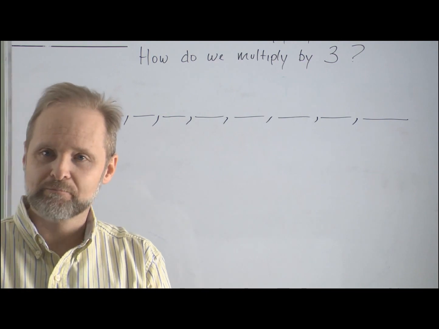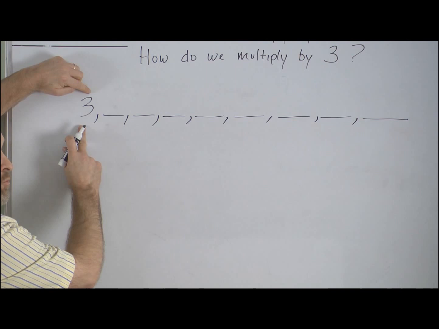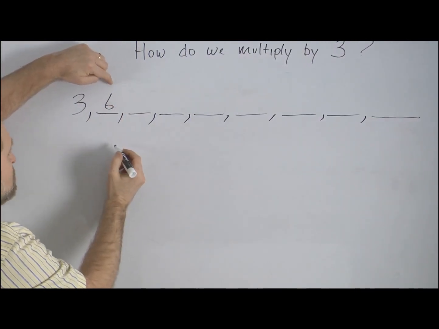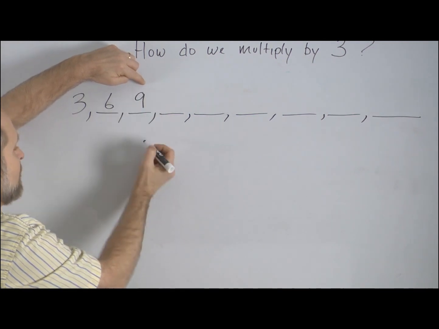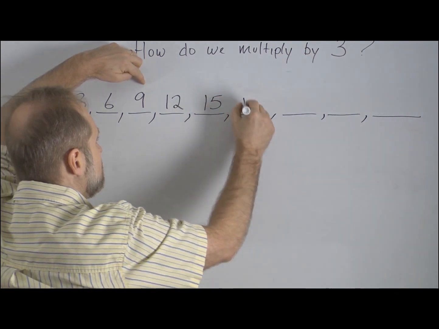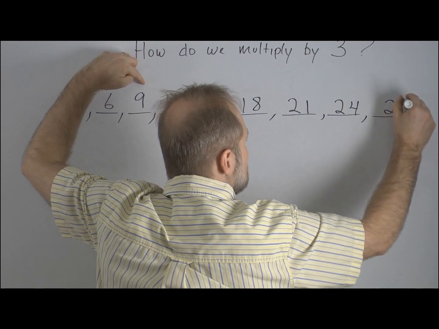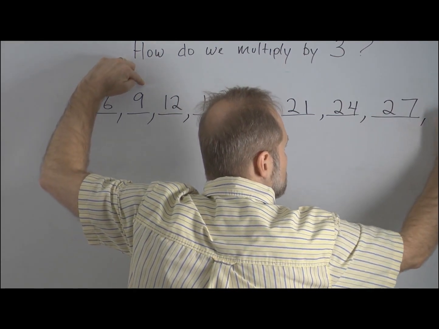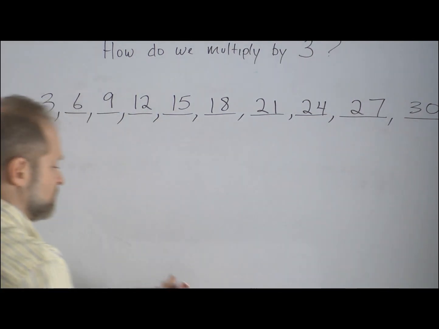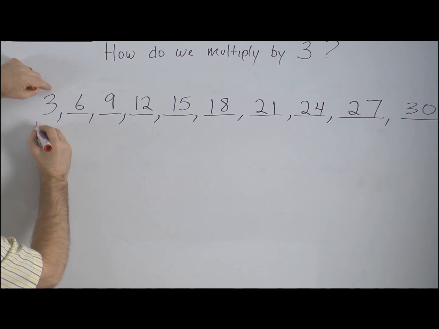Hopefully you paused the video. Let's take a look and see how everything went. We're starting at 3. We know from our addition facts that 3 plus another 3 gives us 6. 6 plus 3 is going to give us 9. And then we can keep adding 3 to these: 12, 15, 18, 21, 24, 27. And then I don't want to forget 30. All right, now we can go ahead and write in our multiplication facts themselves.